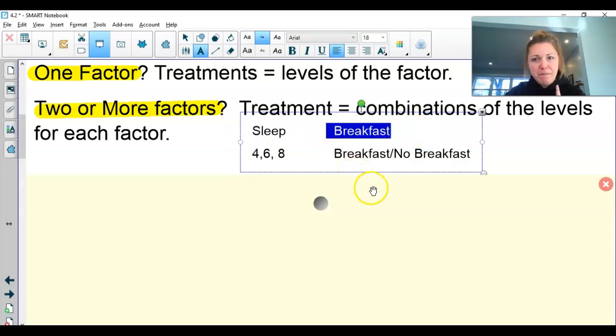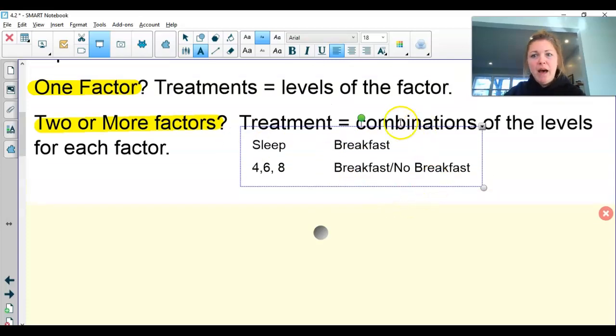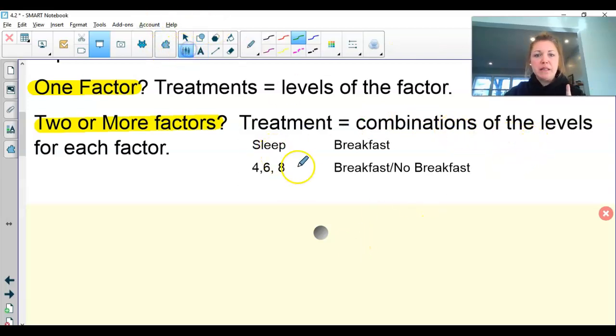How many treatment groups do I need? A combination of the levels for each factor. The sleep has 3 levels, and the breakfast or not, how much we've eaten, has 2 levels, breakfast or not. Together, a combination, when you did combinations in Algebra 2 or pre-calc or whatever, that means multiply. I multiply that together. 3 times 2 means I'm going to need 6 treatment groups.